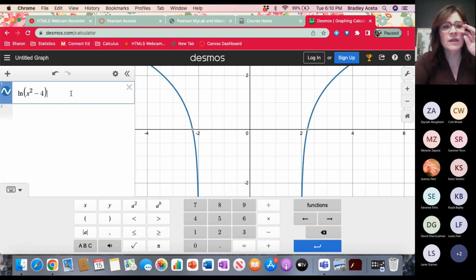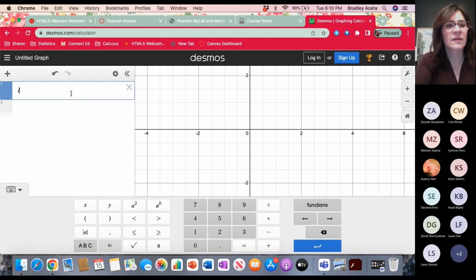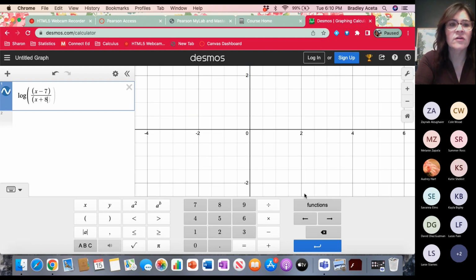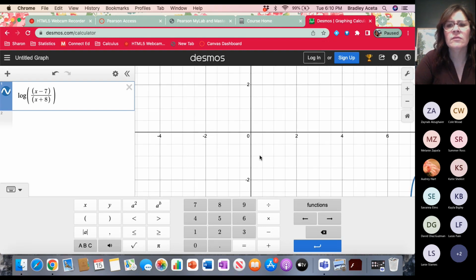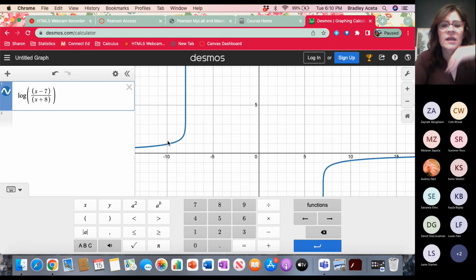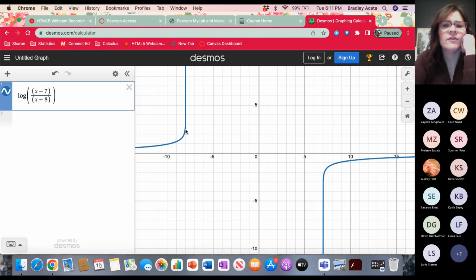And I'm just going to put the next one in here. I'm going to put the letter E inside. This is the log of x minus 7 over x plus 8. And let's see. Ooh, there it is. And so it looks like, again, it's getting very close to, see, when I click and drag, it starts to go away after a certain point. But it looks like it's getting very close to -8. And then over here, it looks like it has an asymptote at 7.